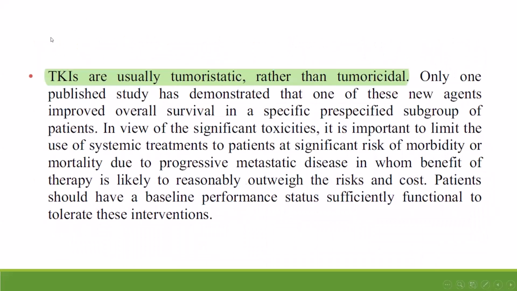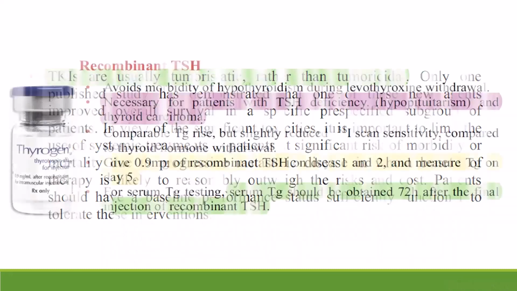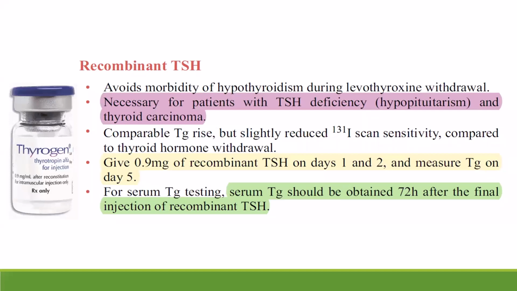And also, these drugs are tumorostatic rather than tumoricidal. And this is just a few paragraphs about Thyrogen. Thyrogen is a recombinant TSH. Of course, if we stop thyroxine, the patient will go into hypothyroidism, which may affect morbidity and mortality due to levothyroxine withdrawal. In this situation, we can use Thyrogen.